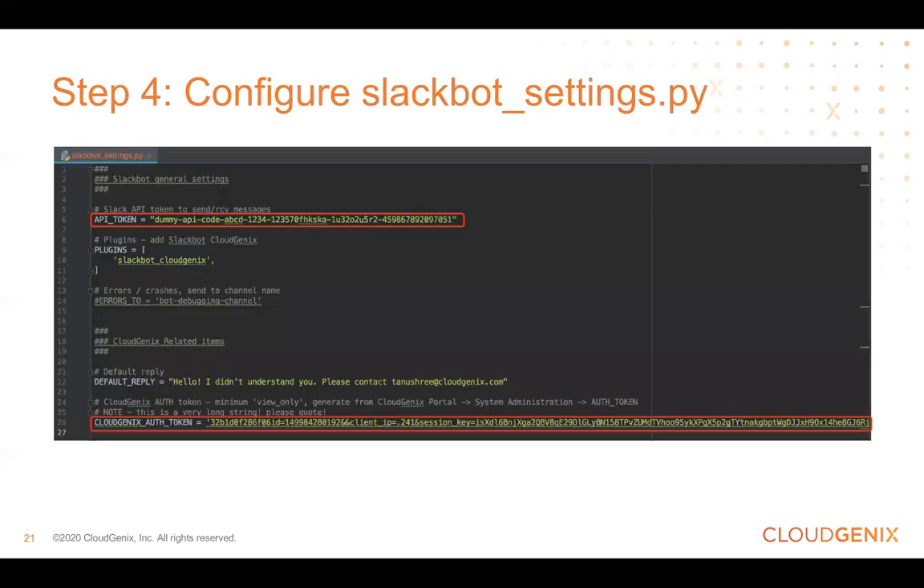Step 4 is to configure the settings file. So if you look at the settings file, we have the API token from Slack, which I've copied here, and this is my CloudGenix auth token. Also in this settings file, you'll see I can give it a channel. Let's say I want to do debugging on how this bot is performing, maybe crashes or errors or just regular run logs. You can create a channel and then make sure all the logs are sent to that particular channel.